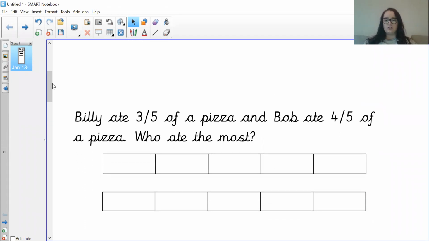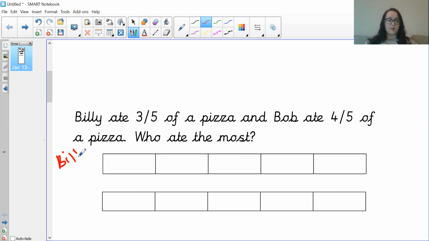My first question says Billy ate 3/5 of a pizza and Bob ate 4/5 of a pizza. Who ate the most? Let's figure this out. First of all, I've got my charts down at the bottom and I'm going to write Billy, B-I-L-L-Y, and underneath I'm going to write Bob. What we're going to do is have a look at who actually ate the most.